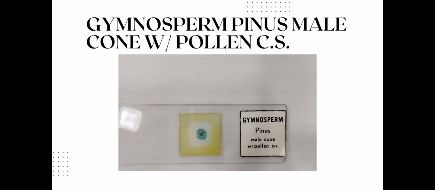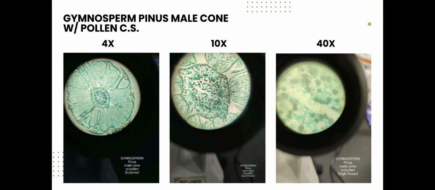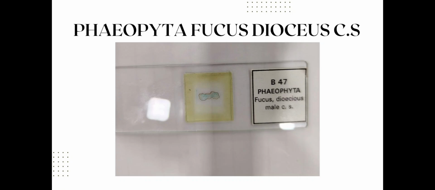Phaeophyta, Fucus, male cross-section. Scanner: the outer region shows a distinct epidermal layer. Under LPO, the arrangement of tissues, epidermis, cortex, and medulla, and conceptacles is clearer than under the scanner view. Under HPO, we saw some slight greenish tinge, which could be related to the presence of chlorophyll or other pigments in the algae cells.